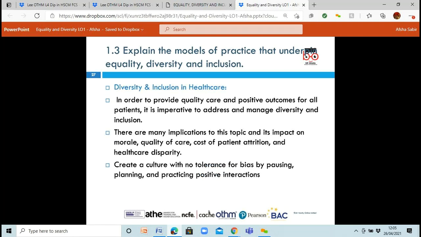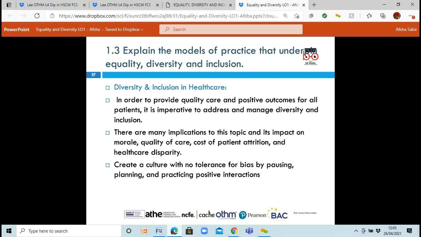And then you come on to diversity and inclusion in healthcare. So to make sure that you're giving quality care and positive outcomes for all of your patients, it's very important that you address and manage diversity and inclusion within your care setting. There's a lot of implications to diversity and inclusion and the impact on the morale, the quality of care, the cost of patient attrition, and the healthcare disparity. So you've got a lot of points that you're looking at here.